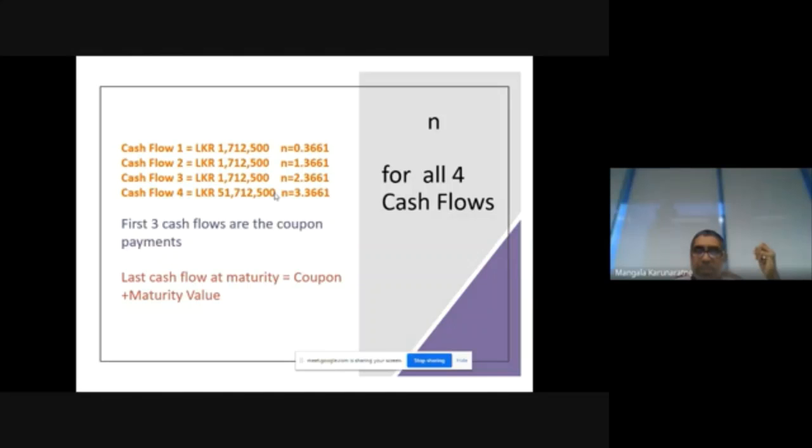Let me share another thing: sometimes these bonds are called plain vanilla coupon bonds, right? Plain vanilla bonds. You have heard that name, vanilla bonds, right?